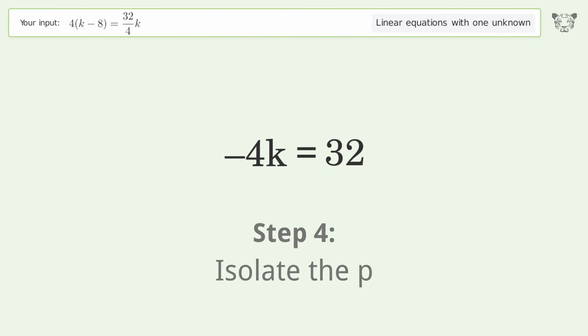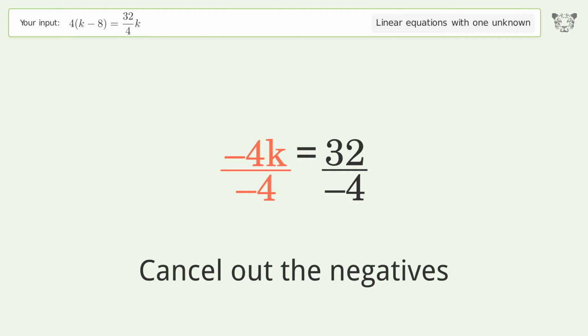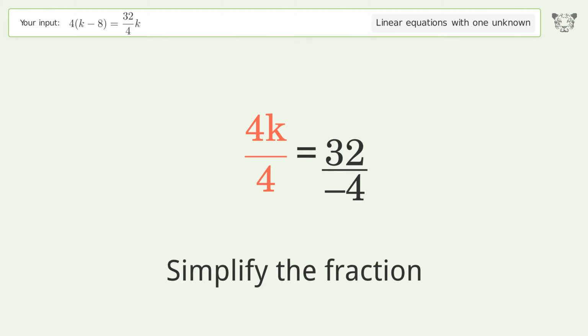Isolate the k. Divide both sides by -4. Cancel out the negatives. Simplify the fraction.